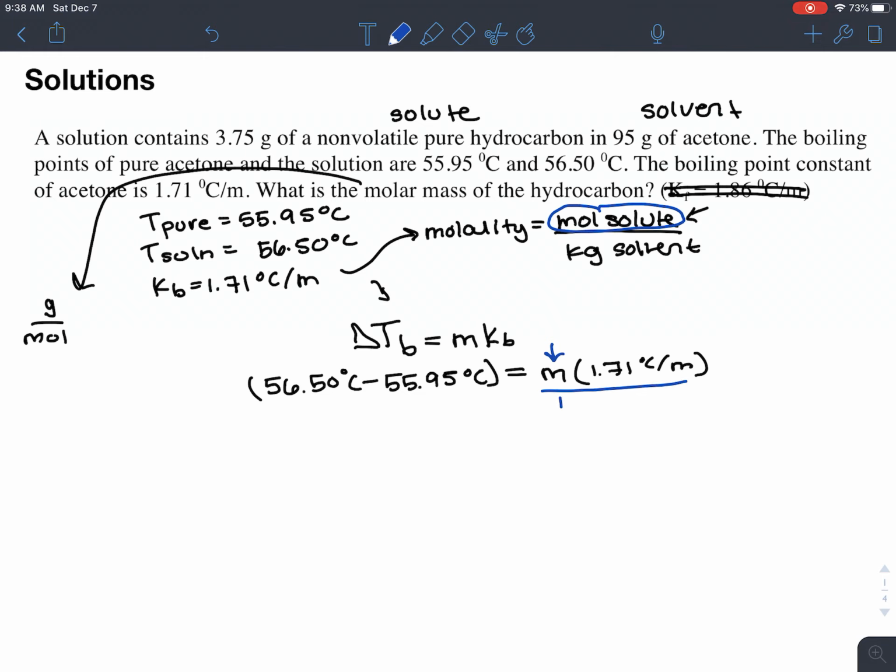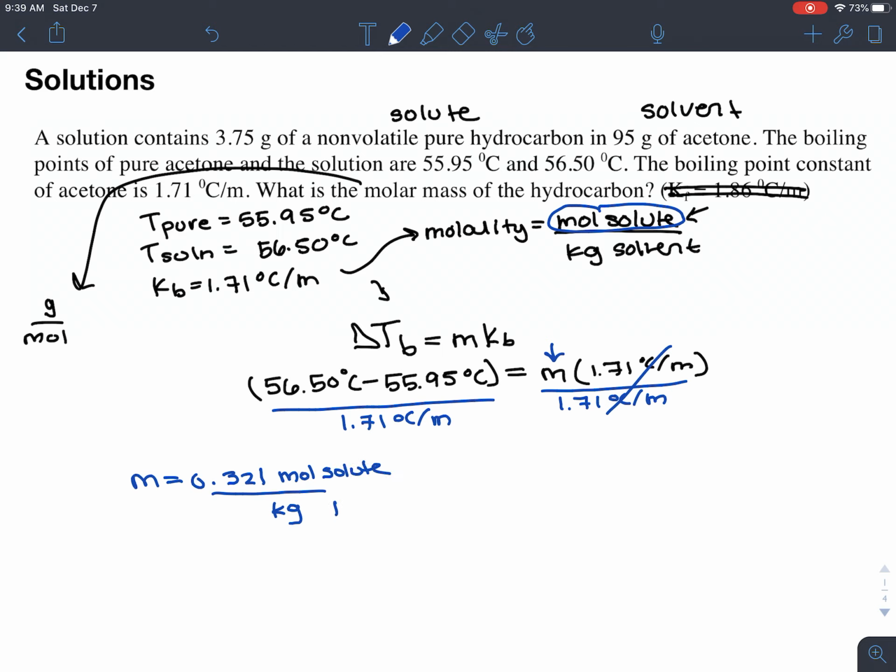If I divide both sides by the Kb constant, I get that m is equal to 0.321 moles over kilogram. All right, well, since I want molar mass, I want to have moles, but I need to get rid of kilograms. Now, do I have the right information to do so? Yes, I do, because it's mole solute over kilogram solvent, and I have the amount of my solvent.